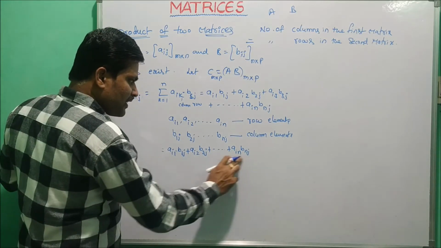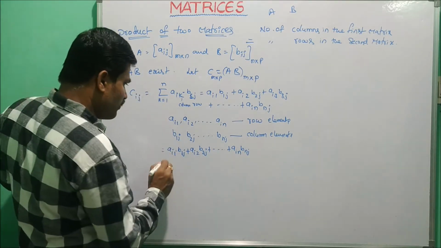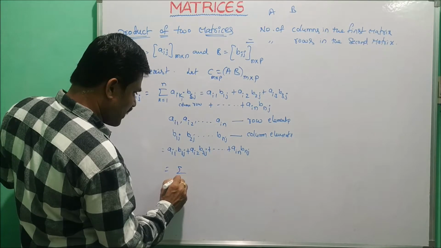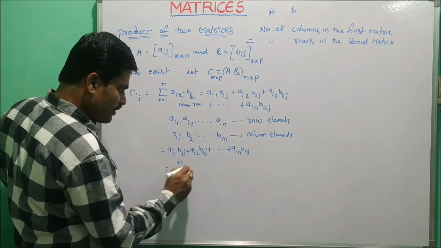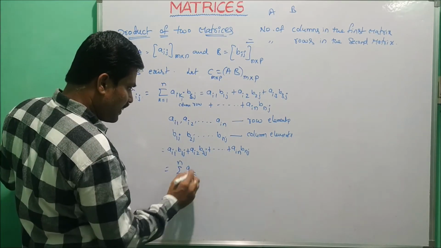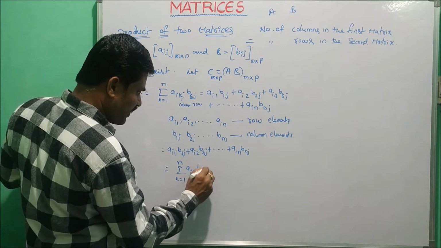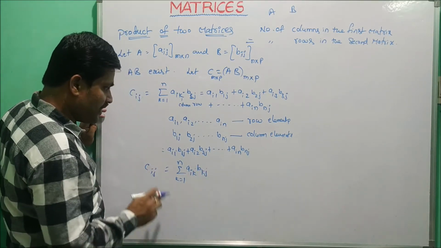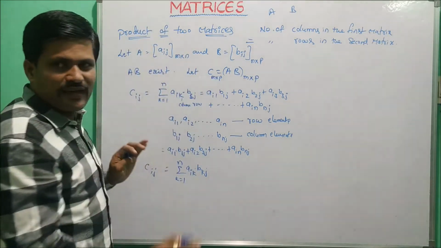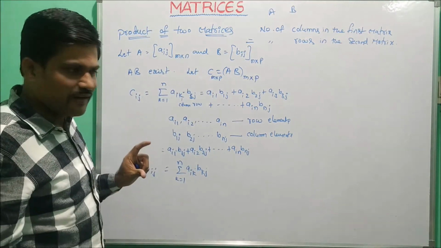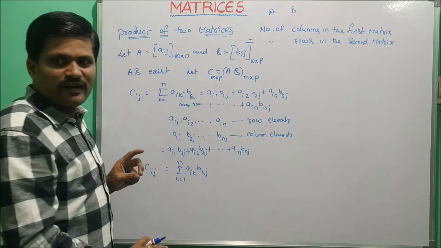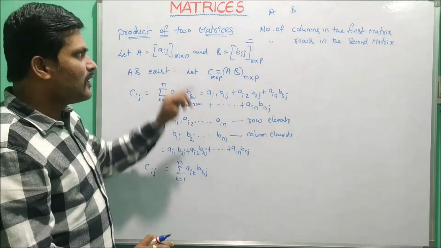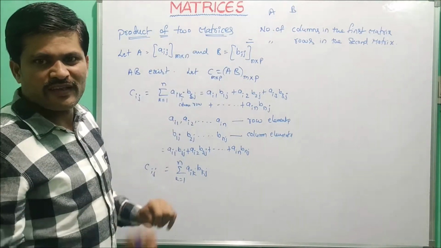Now it can be written in summation form. Then we write summation k equals 1 to n Aik into Bkj. So this is the element Cij in the matrix capital C. So this is the procedure in the product of two matrices.